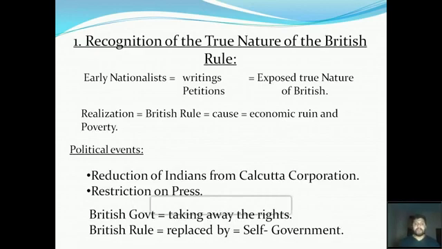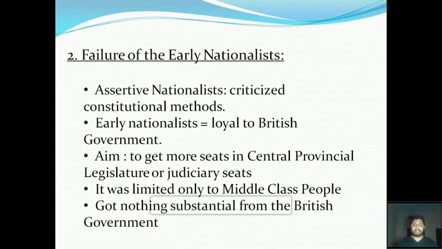Now we are going to the second point. The second point is the failure of the early nationalist leaders. They implemented a number of ideologies and methods, but up to an extent it was a failure. Assertive nationalist leaders criticized the constitutional methods followed by the early nationalist leaders.